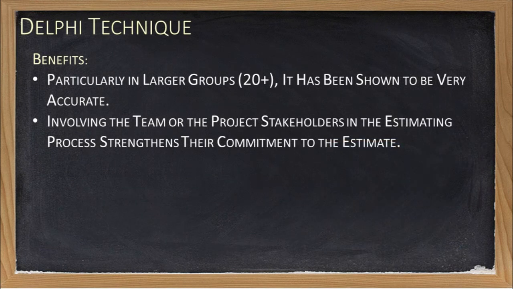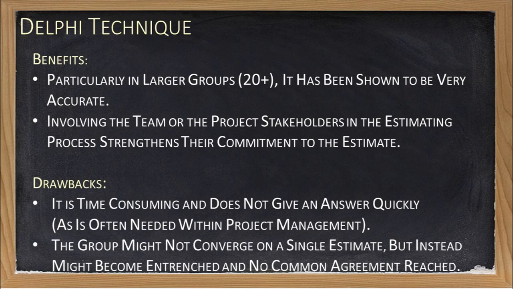The Delphi technique works best in larger groups of knowledgeable professionals, particularly those with a diverse set of skills. And by involving the team and the stakeholders in the estimating process, it will strengthen their commitments to the project's overall plan. One of the drawbacks of this technique is that it is time-consuming and does not always provide the quick turnarounds often sought within project management.